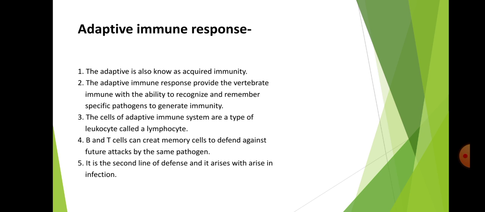immunity. The cells of the adaptive immune system are a type of leukocyte called a lymphocyte. B and T cells can create memory cells to defend against future attacks by the same pathogen. It is the second line of defense and it arises with a rise in infection. And adaptive defense includes humoral immunity, B cells, and cellular immunity, T cells.